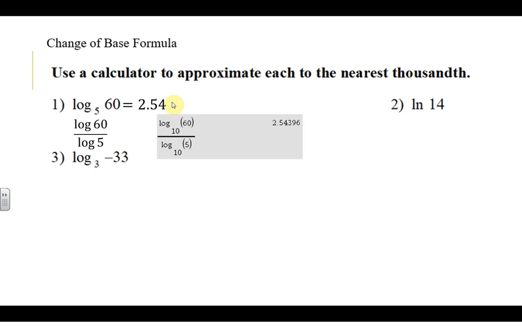2.544. Oh, I got it wrong. Wait, tenths? Hundredths? Oh, I did get it wrong. So it should be a 4. You need another 4 right there. Way to go. ln is a lot easier because you can just plug that verbatim in your calculator.